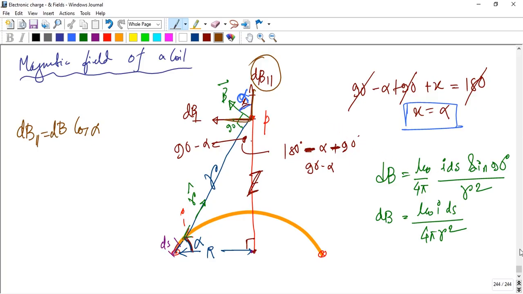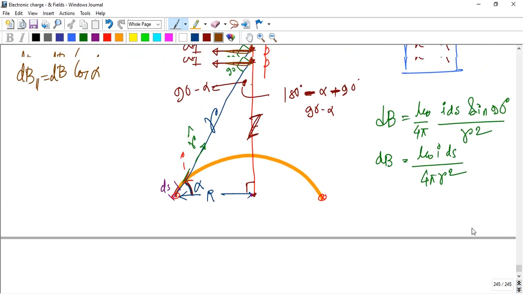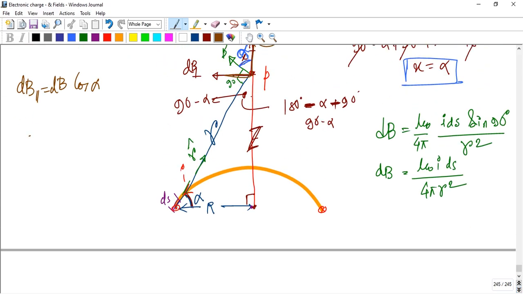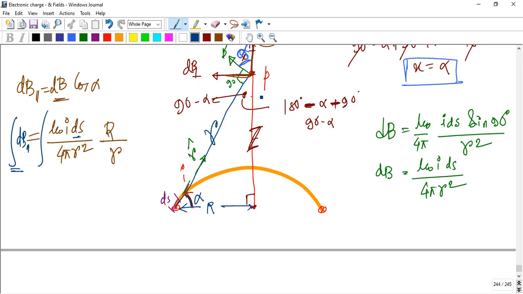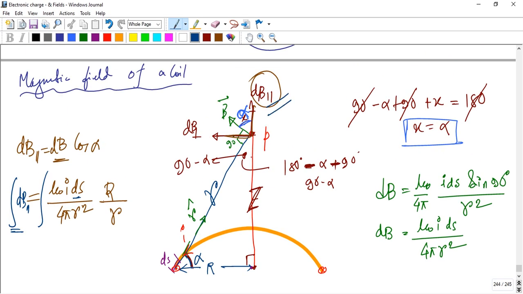So the final calculation is dB cos alpha. We know that dB is equal to mu 0 I ds by 4 pi r square, and cos alpha is base by hypotenuse, R by r. Now solving that with the help of integral of dB parallel, say that is the final B.